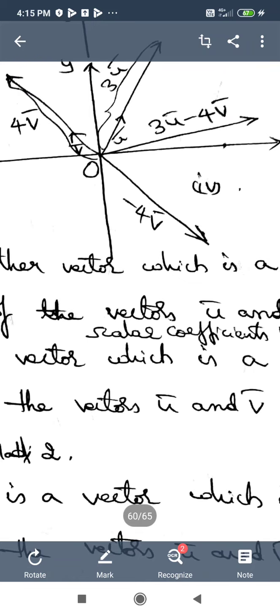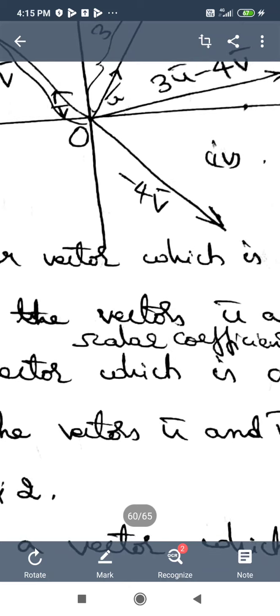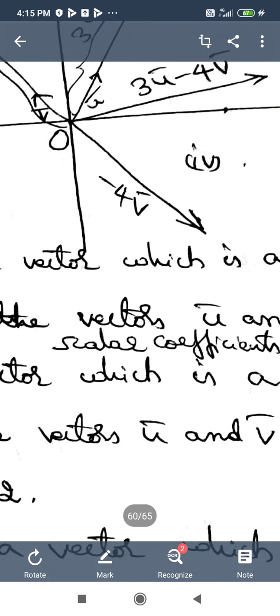And where is that minus 4 v bar? Let us locate it first, just the vector 4 v bar, which is equal in size, equal in magnitude, and opposite in direction, that denotes the vector minus 4 v bar, and it is in the fourth quadrant. Fourth quadrant means positive x-axis and negative y-axis.